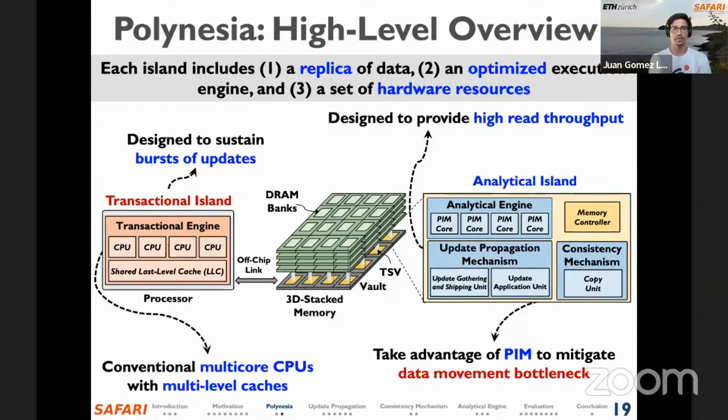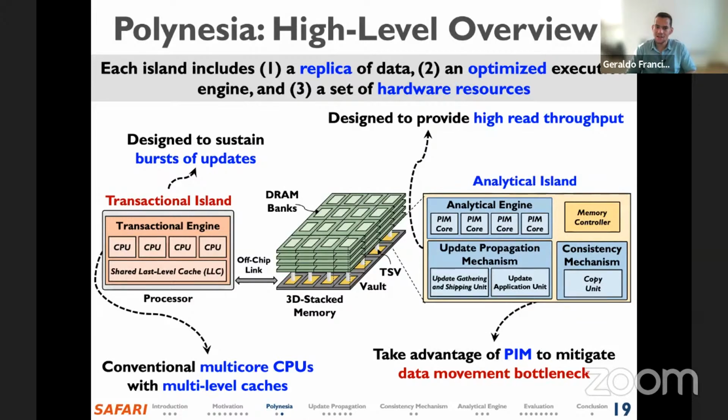I see. I understand. So another question I have here is, the transactional engines are essentially CPU cores, right? What type of cores did you use for this work? Is it x86, ARM, what type of cores? Those are regular x86 cores with private L1, L2, and shared L3 caches.